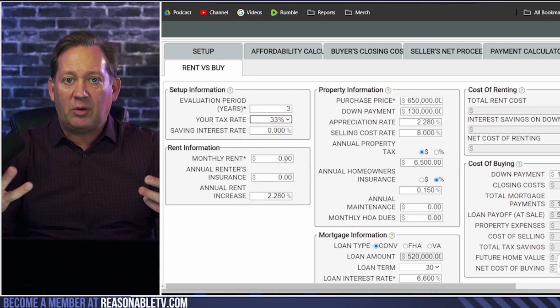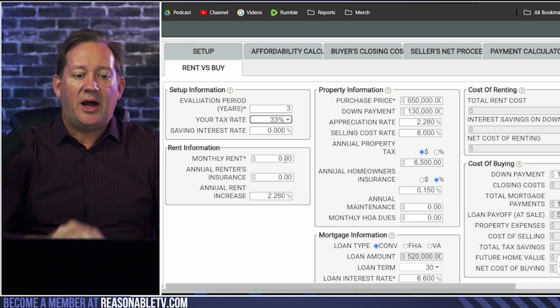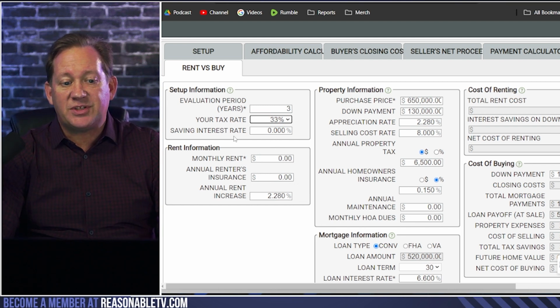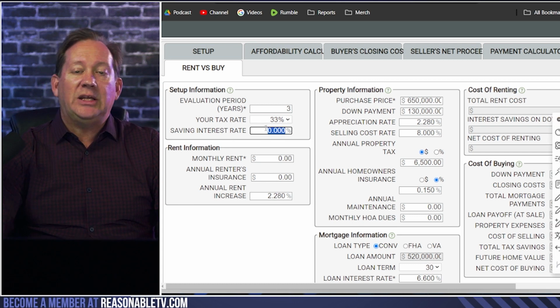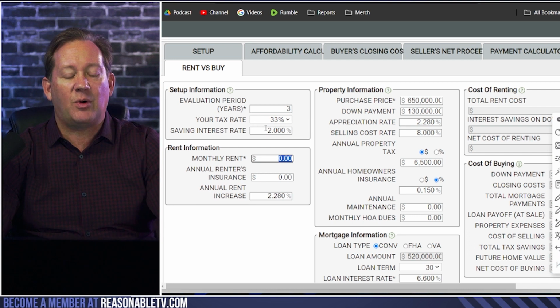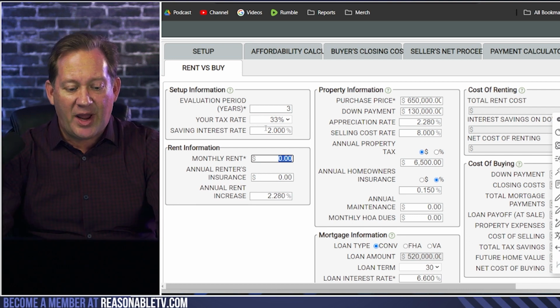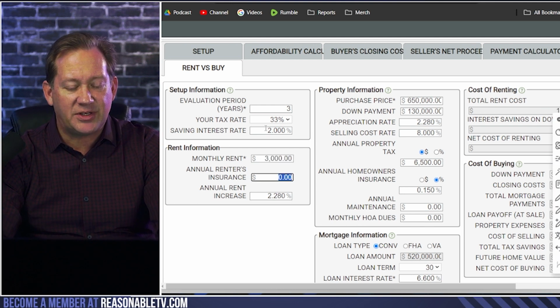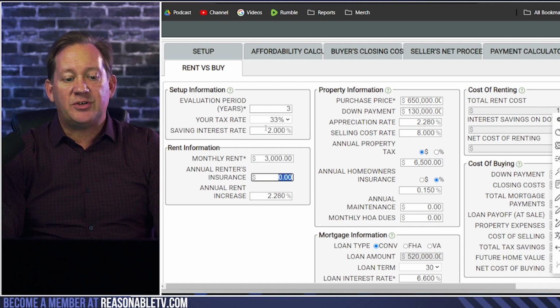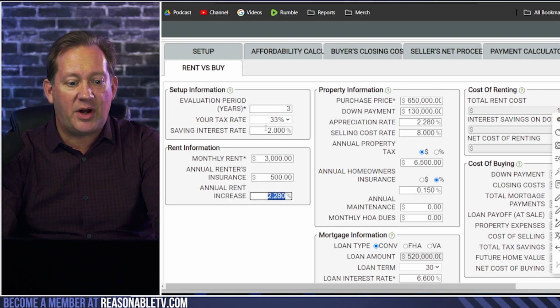So find out from your borrower. I know it's one of those awkward questions. So what tax bracket are you in? You need to know. And so savings interest rate, what you could get on interest. Let's say 2%. We're just going to throw out a crazy number right now. Monthly rent. Your tenant's monthly rent is $3,000. Annual renter's insurance. Let's just throw in $500 there.